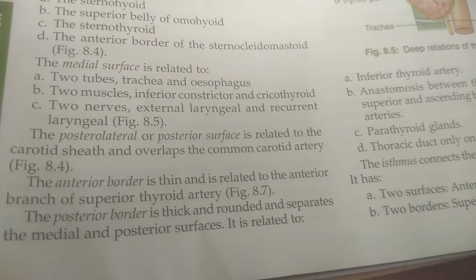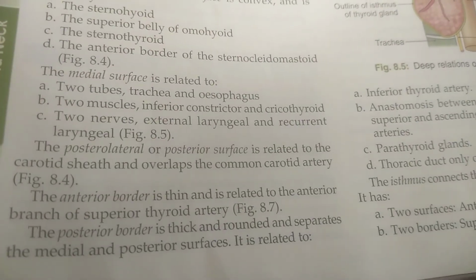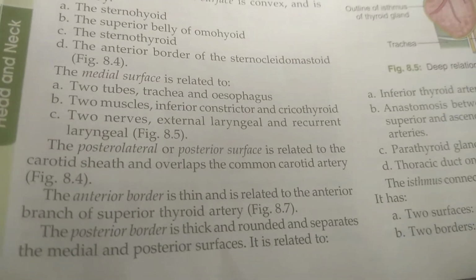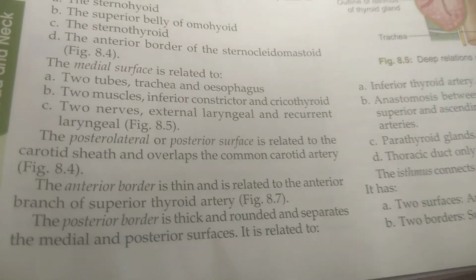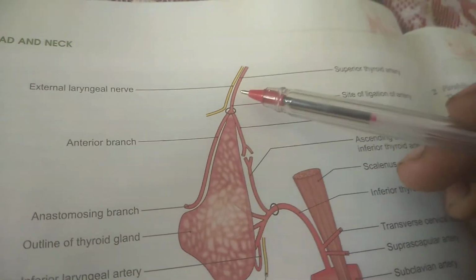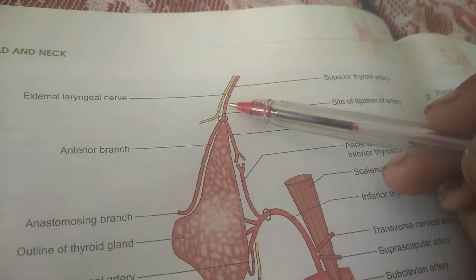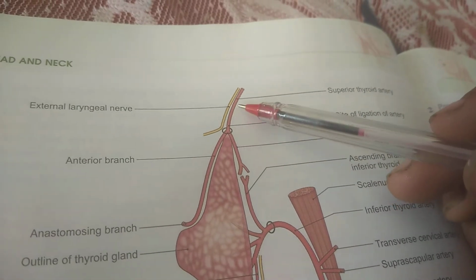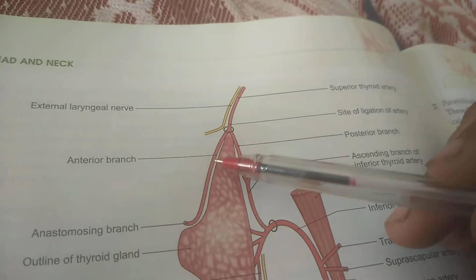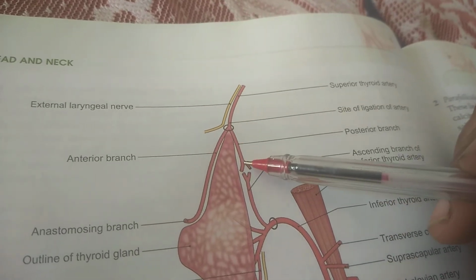Basically there are two borders, the anterior border and the posterior border. The anterior border is thin and posterior border is thick. Okay, so anterior border, you can see this figure again. This anterior border is related to what? It is related to the anterior branch of superior thyroid artery. Okay, this is superior thyroid artery. It is dividing at the apex into anterior branch and posterior branch.